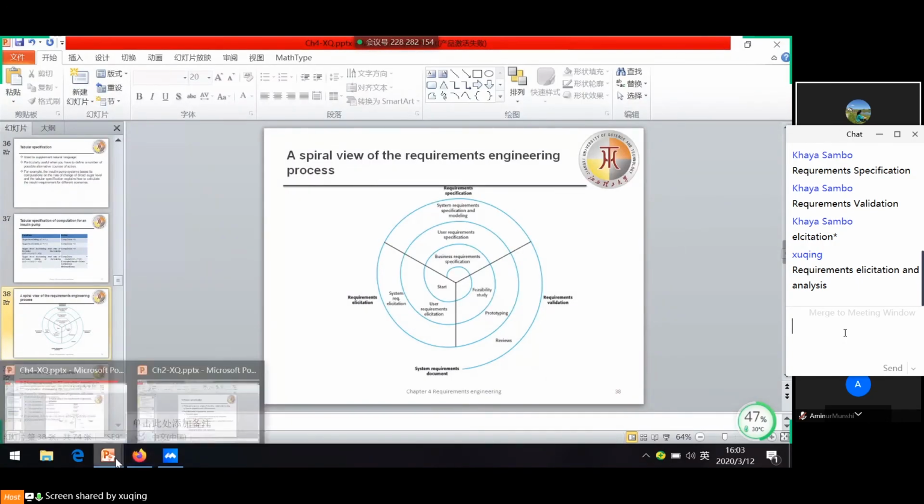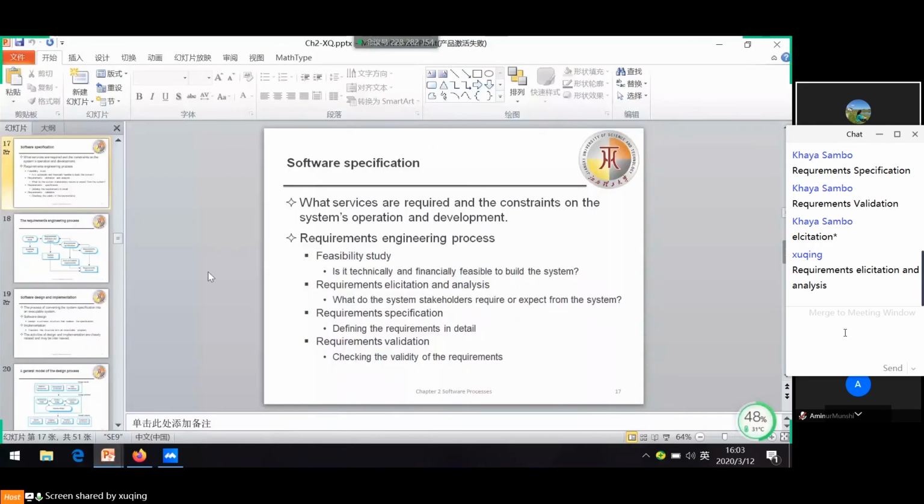I'll show you the slides we have. Here, it was in the second chapter, where we talked about the software specification and the requirements engineering process. It includes four activities. The first one is the feasibility study, where we ask if it is technically and financially feasible to build the system. This one is to see if the system is useful or not to the business.